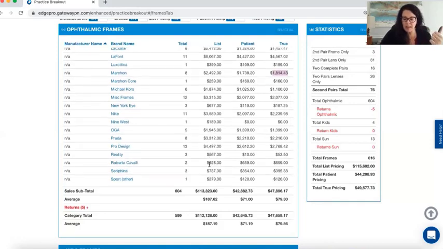So, profitability analysis by manufacturer, just to make sure that we're not upside down as it relates to our cost of goods and our profit margins.